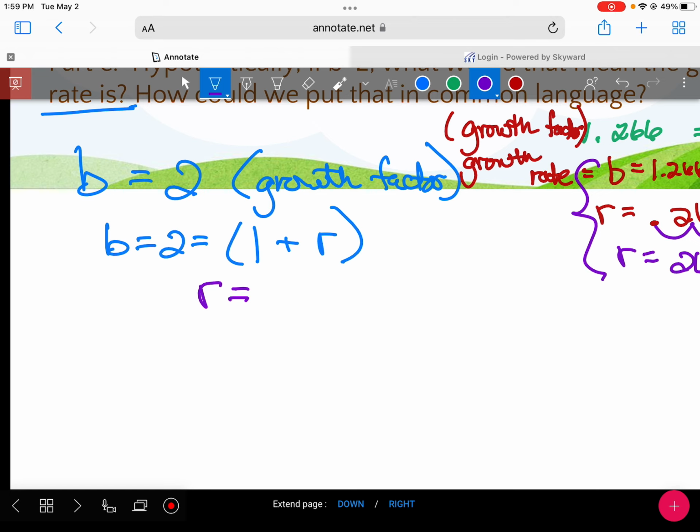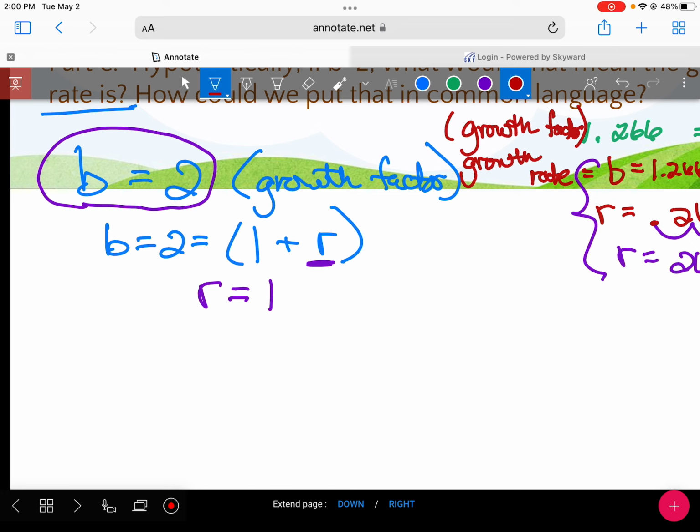No. So this is if B is equal to 2. They're saying hypothetically. So this is a slightly different problem. If B is equal to 2, and we know B is the growth factor, and the growth factor is equal to 1 plus the rate, the rate is equal to 1. 1 whole. Now, what is that as a percent?